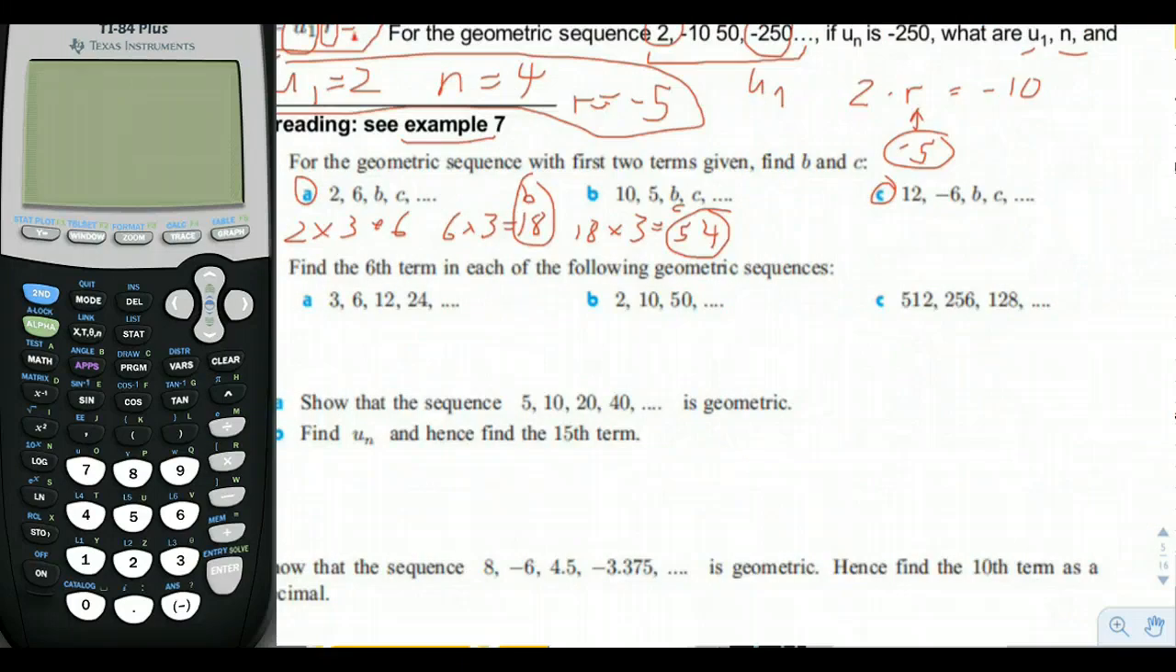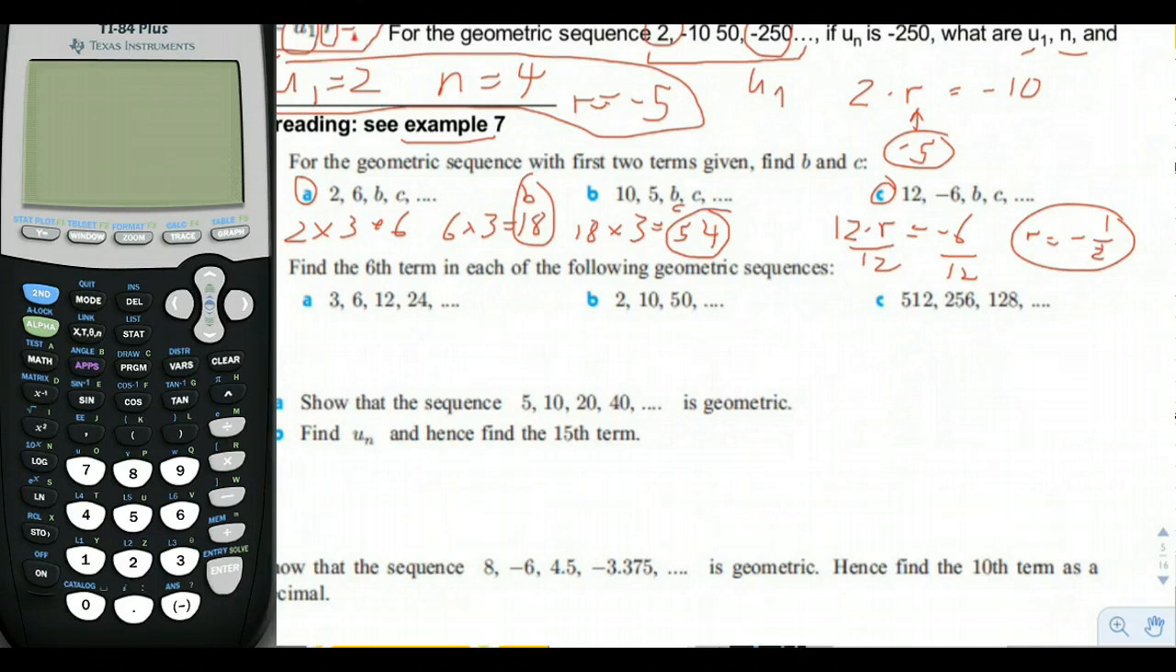Now c is a little bit trickier. We're going to take 12 and multiply it times some common ratio, r, and then we're going to get -6. Well, what is r in this case? You can easily find it by algebra. We just divide both sides by 12, right? And so that means r is equal to -1/2. Okay? So if r is -1/2, now the multiplication is easy, right?